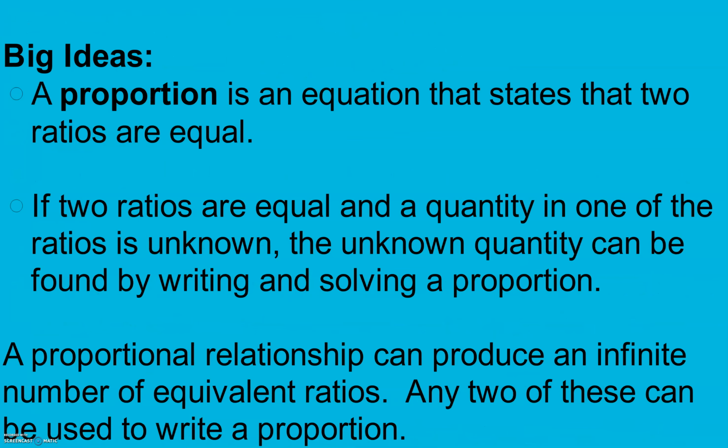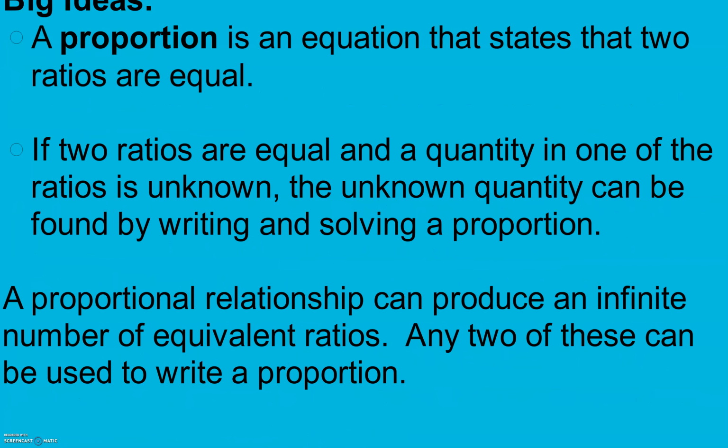A proportional relationship can produce an infinite number of equivalent ratios. Any two of these can be used to write a proportion. So for example, 1/2 is a ratio. That's the same as 4/8, which is the same as 12/24, which is the same as 53/106, which is the same as 2 billion/4 billion. We can come up with an infinite number of equivalent ratios.